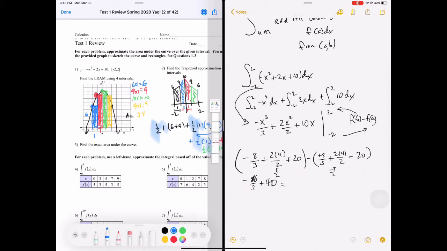Our final answer, rewriting this, is 40 minus 16 over 3. 16 over 3 is approximately 5 1/3. So this gives us, when we subtract it, 34 2/3.